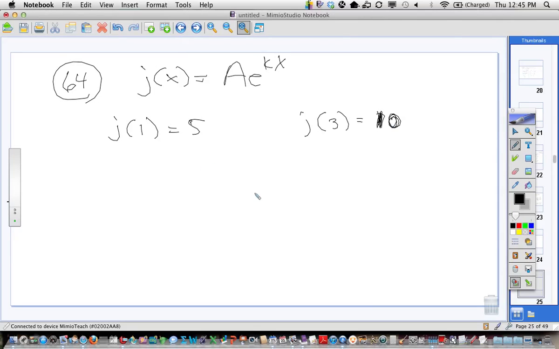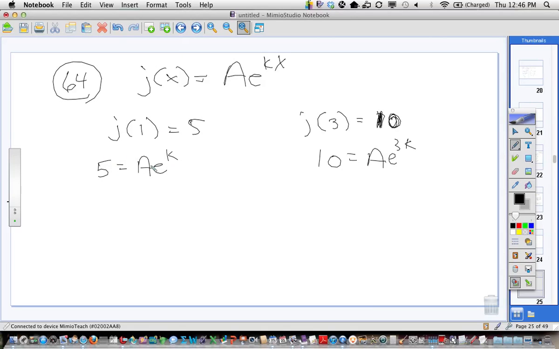So first we put 1 in for x and make that equal 5. We get 5 equals a e to the 1k. There's not much else I can do with that, since I have an a and a k, so I'm going to come over to the other information they gave me. I put a 3 in for x and set that equal to 10. So 10 equals a e to the 3k. Now what I have here is two equations, two unknowns, which you did in algebra 1 and algebra 2. What do we do with that?